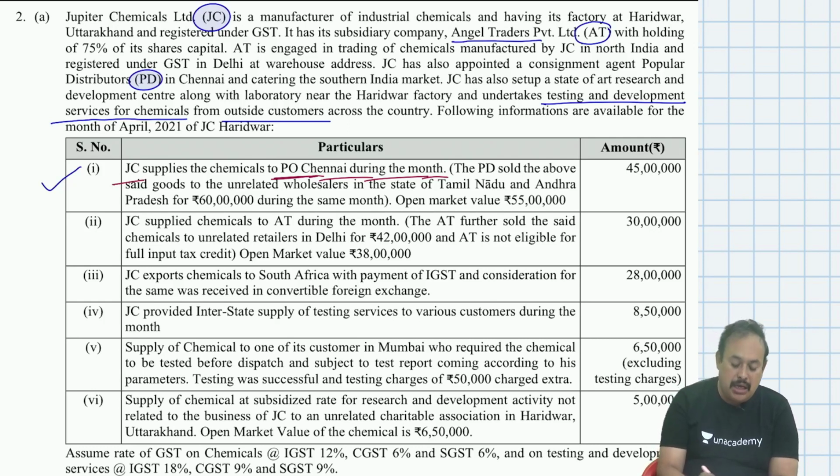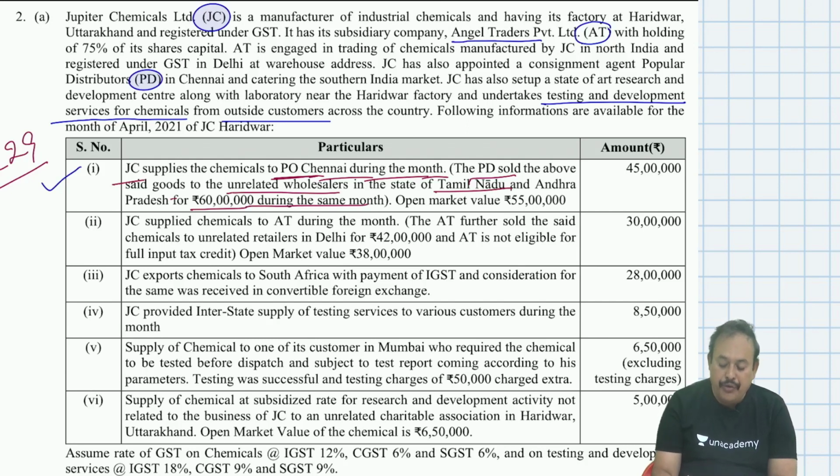Principal and agent covered under rule number 29, where the PD sold the above said goods to the 100 persons in the state of Tamil Nadu, Andhra Pradesh for 60 lakh during the same month. Open market value 55 lakh.